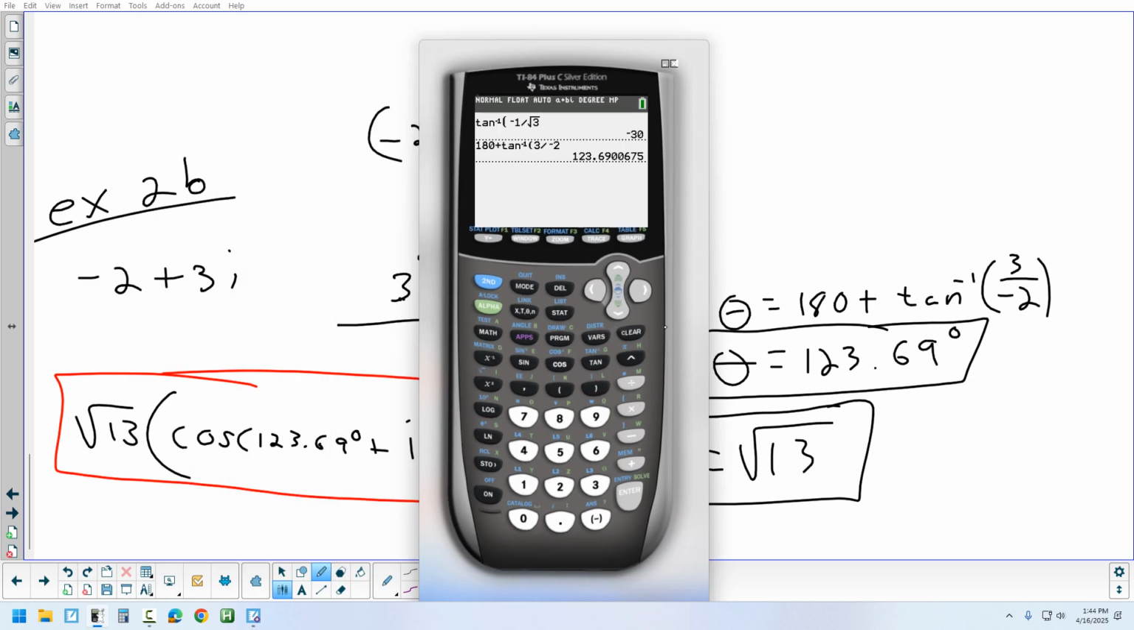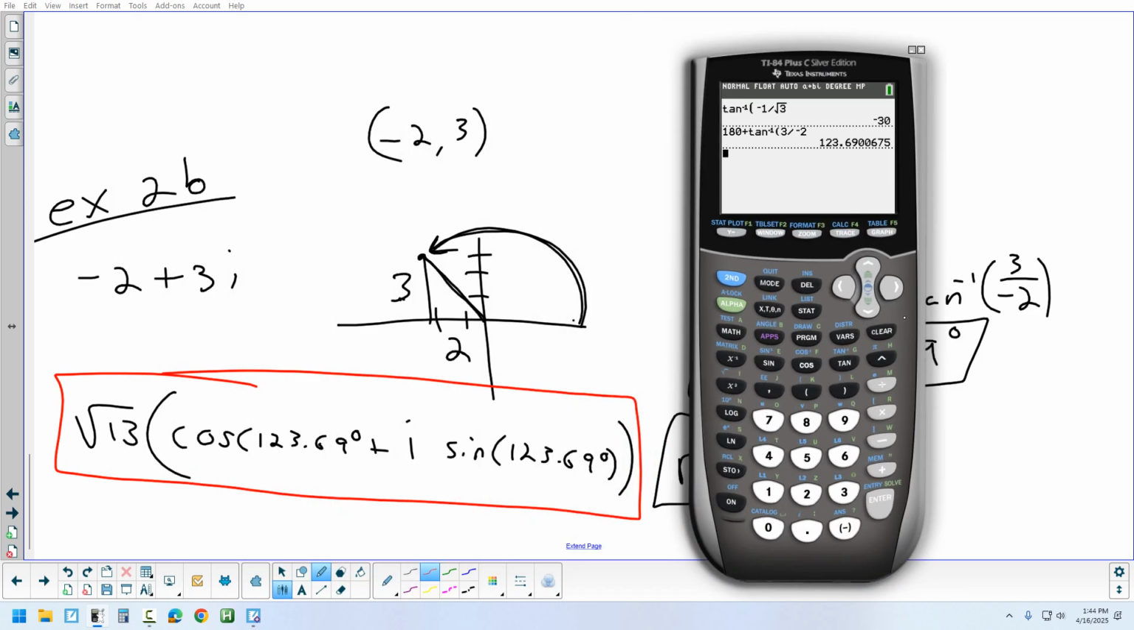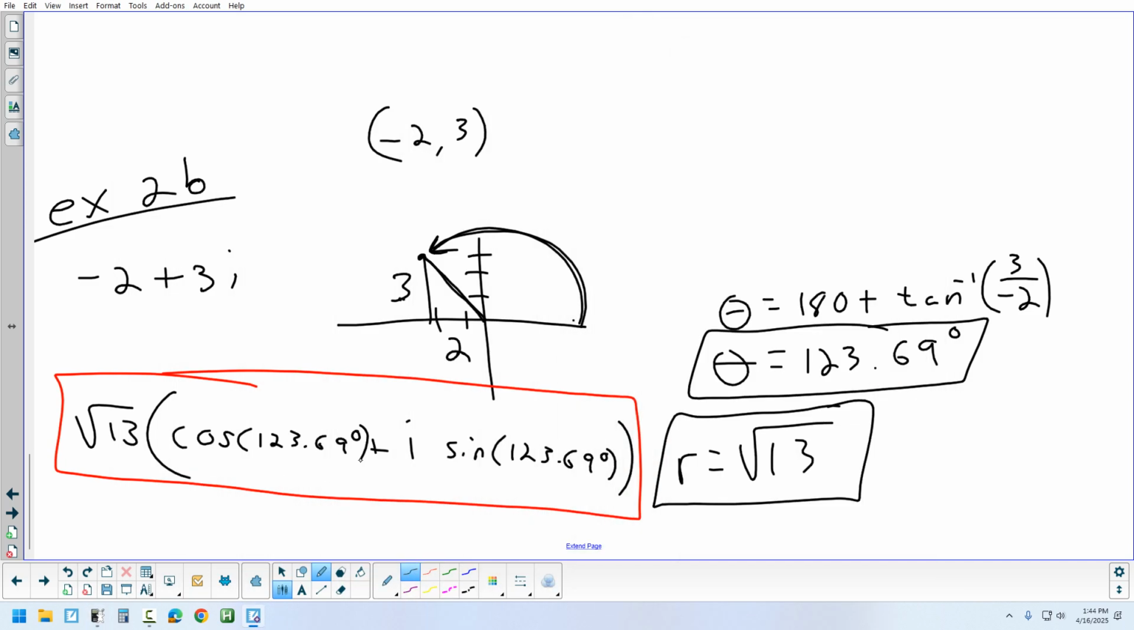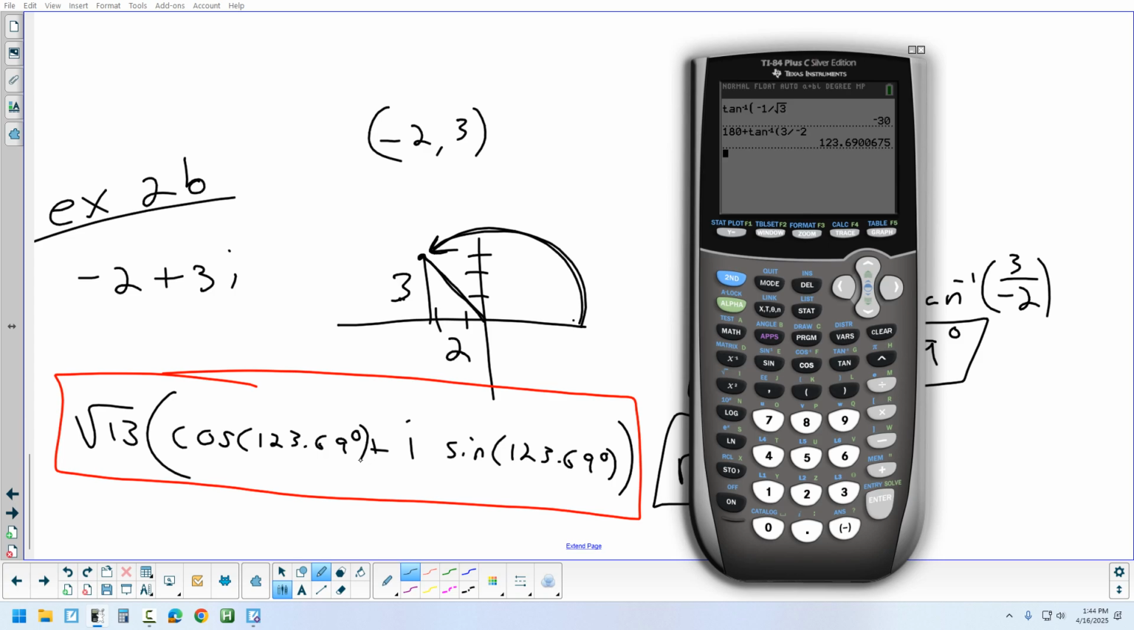Now, if you wanted to make sure you did it right, you could take that and multiply it by the cosine and see what happens. I should get back what I started with. So if I do square root of 13 times the cosine of 123.69, I can just do the second answer, and I get negative 2. That's what I started with.